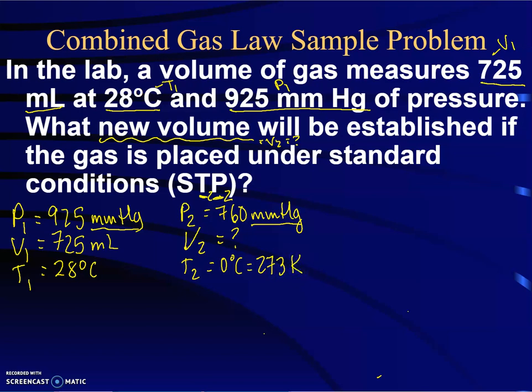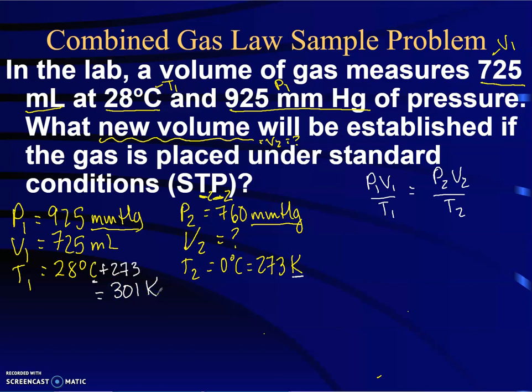And as we have seen in all of the other problems, when we substitute into P1 V1 over T1 equals P2 V2 over T2, temperature cannot be a zero, so we need to be in the Kelvin temperature scale. So let's go back to our original givens and look at our Celsius temperature, add 273. 273 plus 28 gives us 301 Kelvin.